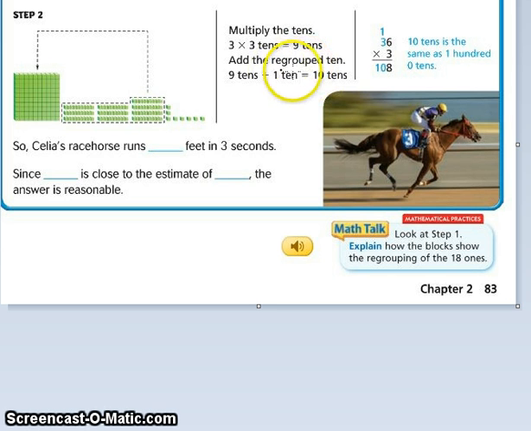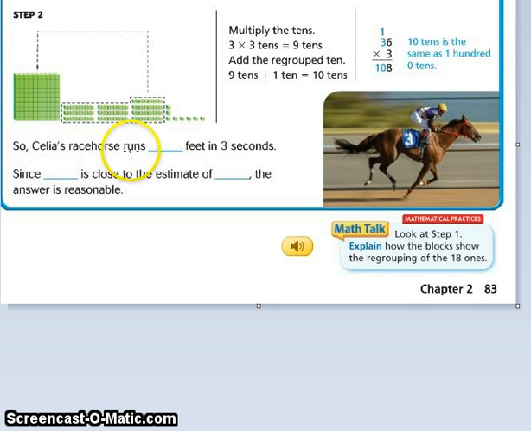Then our next step is to multiply the tens. So we're going to take our 3 and multiply the 3 times the 30 in 36. We can say 3 times 3 is 9, but we can't forget about this extra 1 here. Since we've already regrouped it, we need to add that in. So what you do is 3 times 3 plus 1, which is 10, and we get 108.